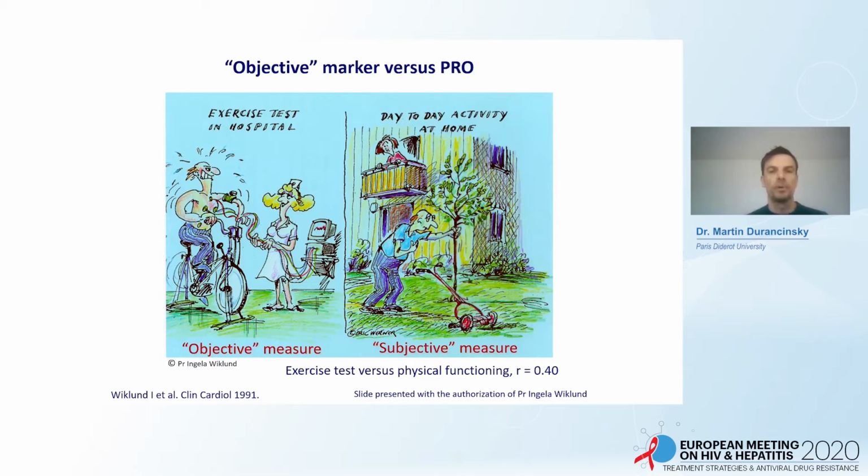So why it is important to measure patient-reported outcomes? The difference between objective and subjective is important. Also, it could be considered that subjective measures have less value. It is very important because it brings additional information. This slide shows the differences when we measure the exercise test in a good condition in hospital versus a real life condition, and the correlation is just 0.4 points, meaning that we are not measuring the same concept.